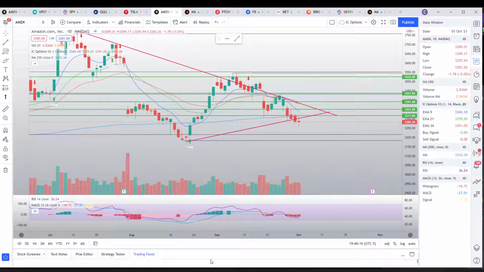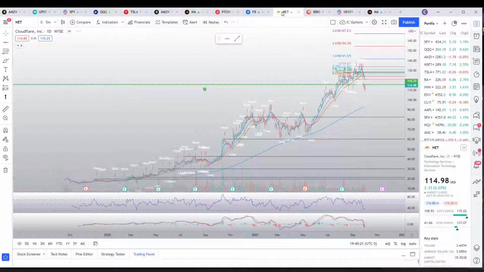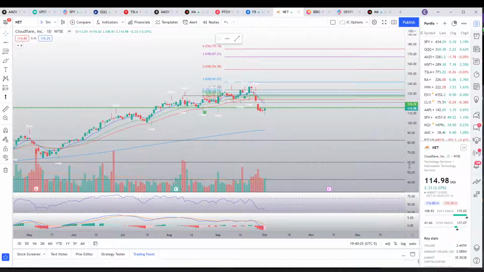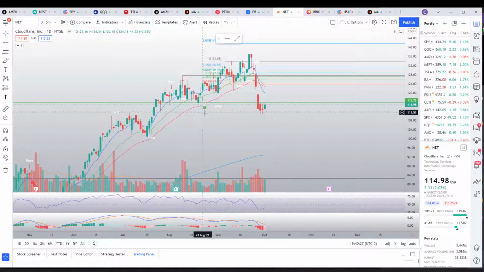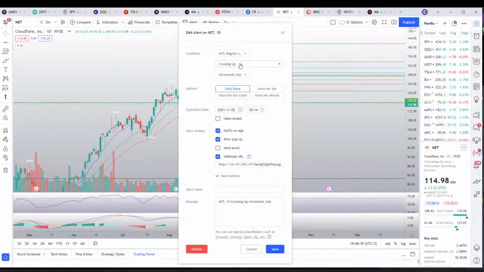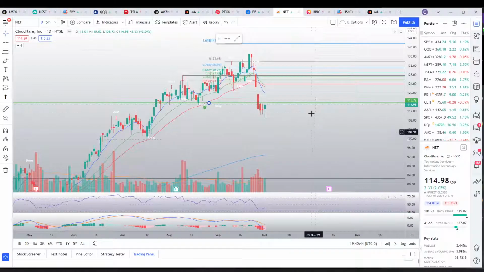Now, let me give you an example here. I'm eyeing NET for tomorrow. This is the one I'm eyeing tomorrow. I already set, look at this, I have already set my alert on this. You right click on this line. This is where you would set your alert. Edit horizontal line, crossing up. As soon as it crosses up, it's going to give me an alert, and I'll get into this trade.